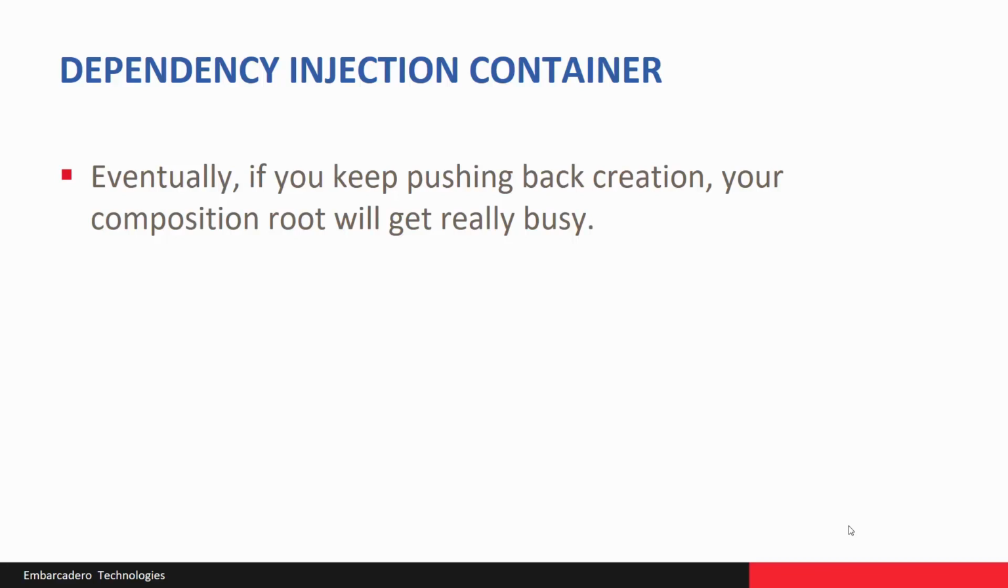Eventually, if you keep pushing back the creation of your objects, that is, you continually push objects to be created at the composition root of your application, your composition root will get really busy. What I mean by this is as follows. Let's say you have a class A that has a dependency on class B, so you pass an interface of type IClassB to class A. Well, at some point that object has to be created.